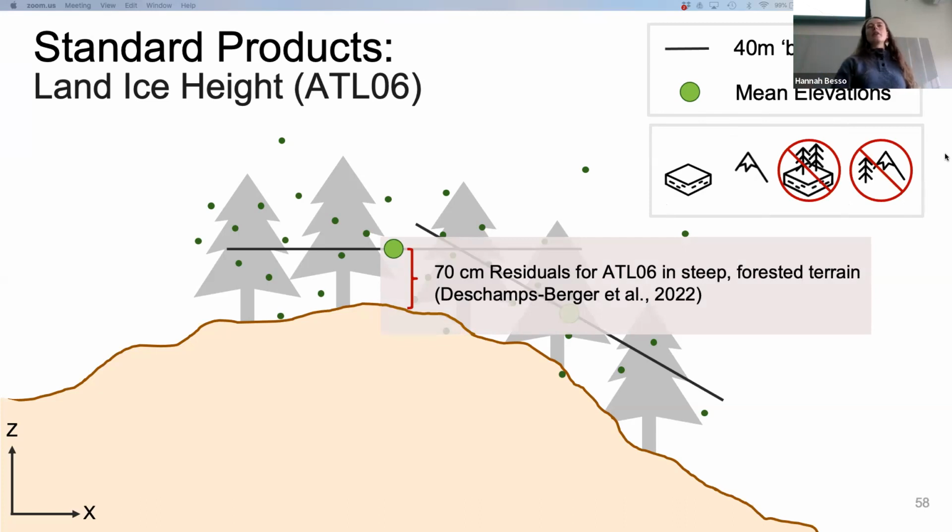So we conclude that this might not be the ideal product to measure snow depth in treed and mountainous terrain, which is the majority of the regions in the Western US that have snowpack. You think about the Cascade Range, most of our snow is in the steep mountainous terrain that has lots of trees.